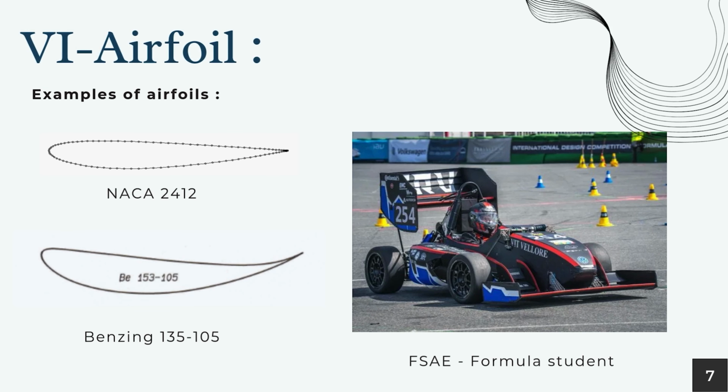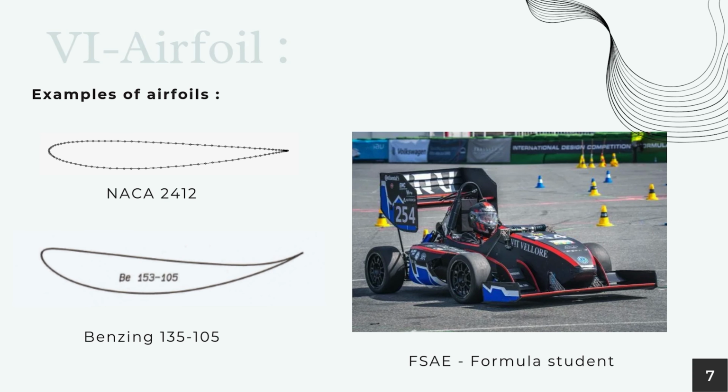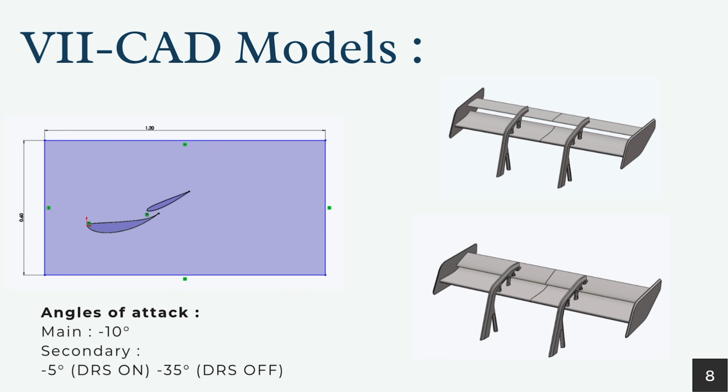For the geometry of the rear wing, we could use airfoils that are used in planes, for example the NACA 2412 series, or the Benzing 135-105, which is an airfoil that's also used in FSAE, a Formula Student competition held abroad. Lastly, we need to flip the airfoil since in a normal plane, the wing provides vertical force called lift force, and when we mirror it about a horizontal line, we get a down vector called downforce.